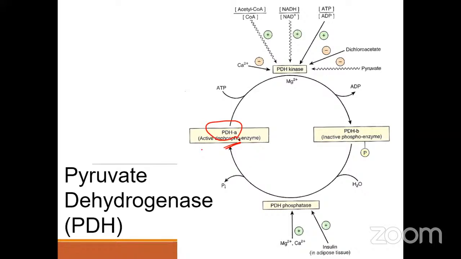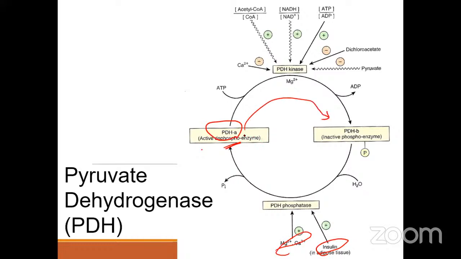So whatever converts pyruvate dehydrogenase to the dephosphorylated form will activate the reaction. The things which convert it to the dephosphorylated form are ions like magnesium and calcium, and insulin. All will convert pyruvate dehydrogenase to the A form, the active dephosphorylated form. And you can see, this PDH can occur as A state or B state.